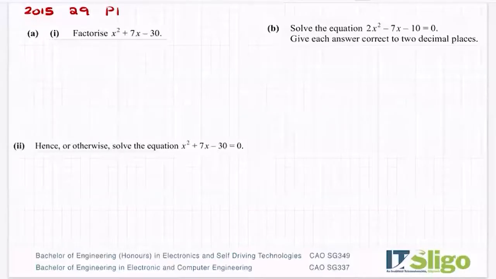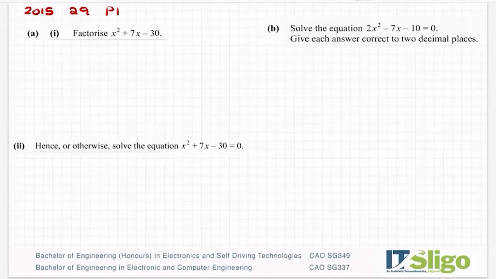All right, 2015 question on algebra. So this one is a factorizing one, and it really is checking to see, do you know your quadratics? So part A, the first one says factorize x squared plus 7x minus 30. Well, how do I know that that is a quadratic?